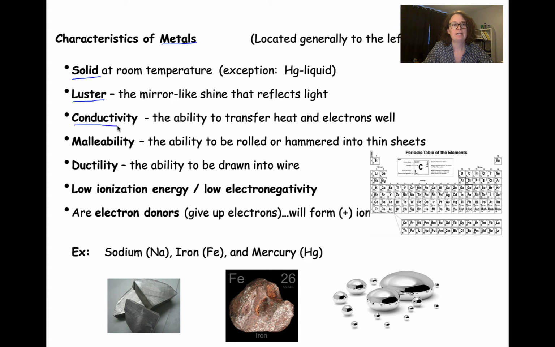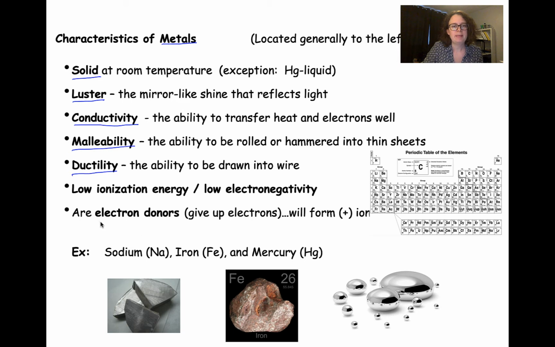They have conductivity, so they can transfer heat and electrons through their material. They're malleable, which means we can roll them or hammer them and change their shape and get them into thin sheets. We can also draw them into a wire, which is known as ductility. And they have low energy of ionization and low electronegativity. We'll talk more about what exactly that means in a future lesson.